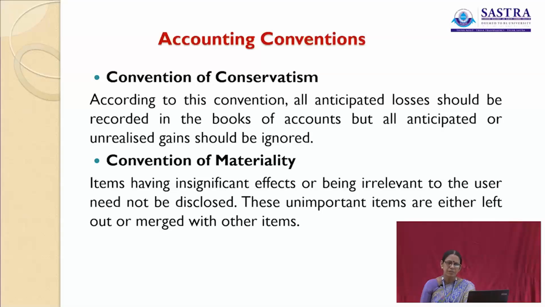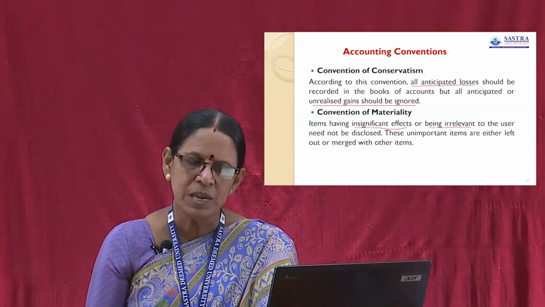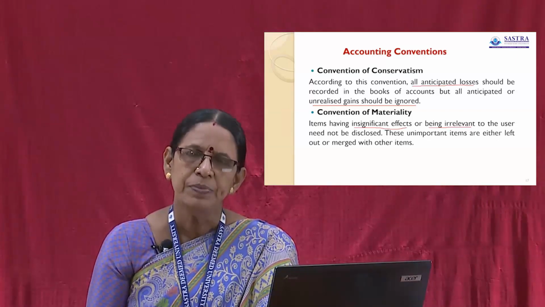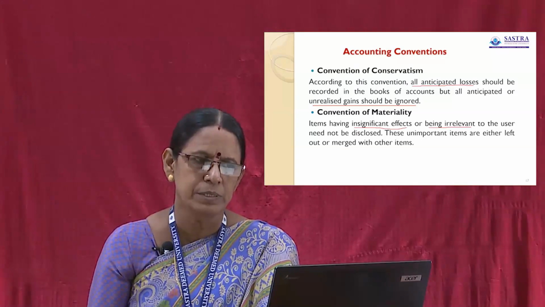Next is conservatism. Conservatism, women: always expect all losses but not the gains. So we have to expect only the losses but not the gains in an organization. That is why we create a provision for depreciation, provision for bad debts, provision for discount on debtors. So all these losses are expected but we don't expect any gains here. Then materiality. Any information which is said to be material, which is significant, is recorded in the accounting records. Any irrelevant information is not disclosed. The unimportant items are either left out or merged with other items. Assume the petty cash: this petty cash is merged with the main cash. So all these petty expenses, all your petty items, will be merged with your main expenses or main items.